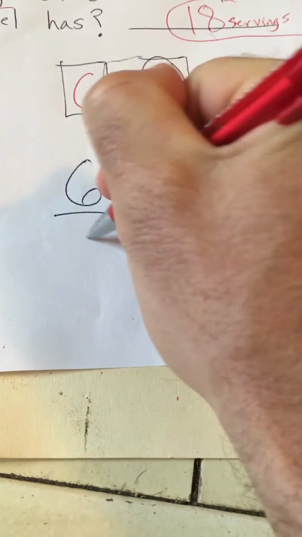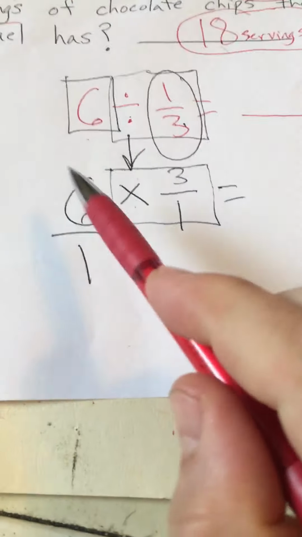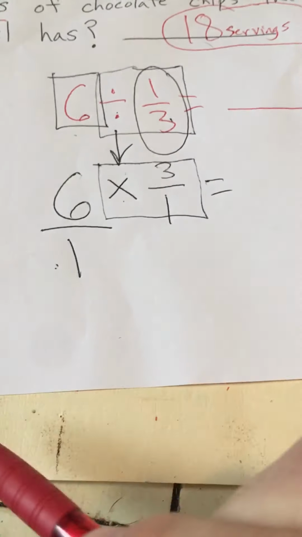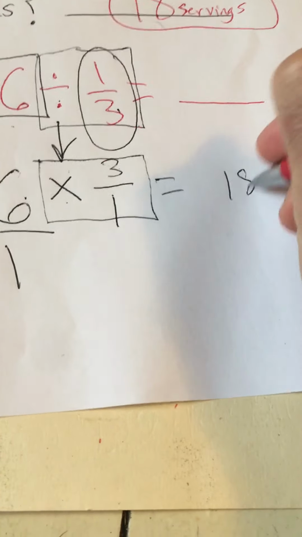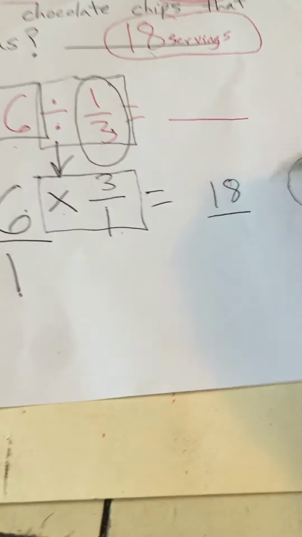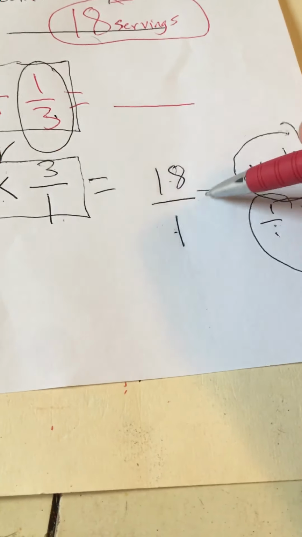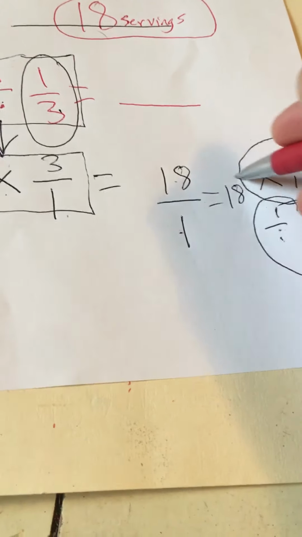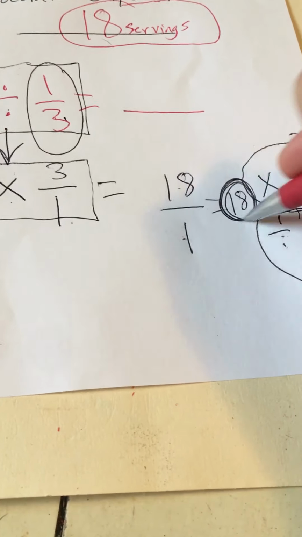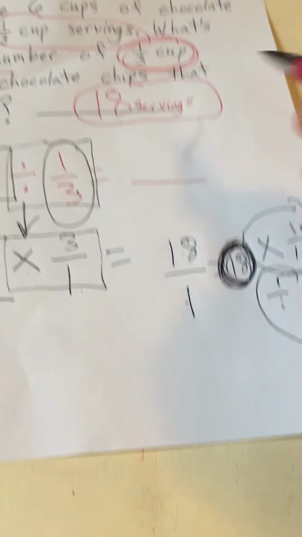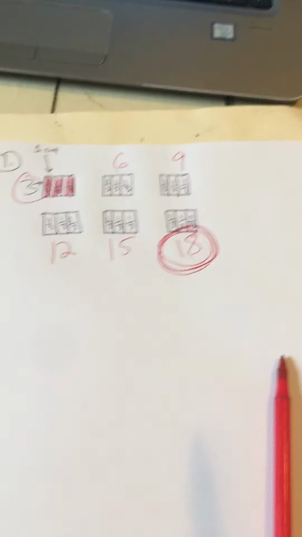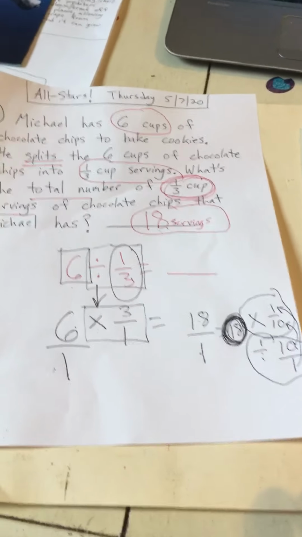Then you can write the 6 wholes with a 1 as the denominator, because each one of those 6 wholes has one big piece. And we just multiply. 6 times 3, the numerator is 18. 1 times 1, the denominator is 1, which is division, 18 divided by 1. And just like we said earlier, every whole number can be written with a denominator of 1. So 18 over 1 is the same as just 18. And that's the same answer we got when we did our model. All right, so the answer is 18 servings.